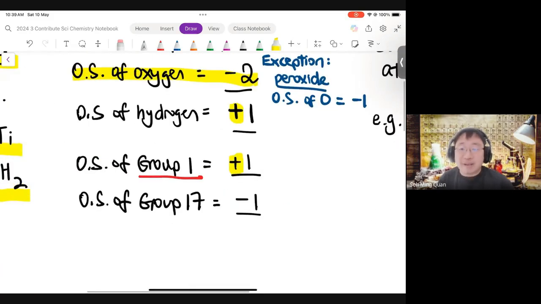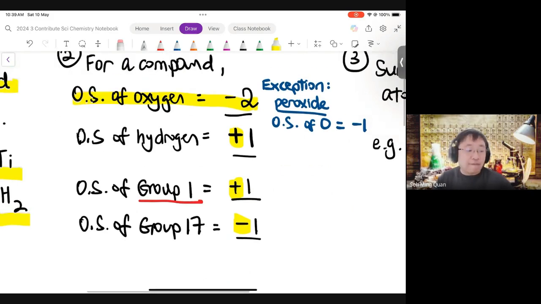Okay? Group 17 is the reverse. Group 17 is like chlorine. Chlorine has 7 valence electrons. It gains 1 electron. When you gain 1 electron, you will develop a negative charge. Hence, the oxidation state of group 17 is usually -1 in its compounds when it has reacted.